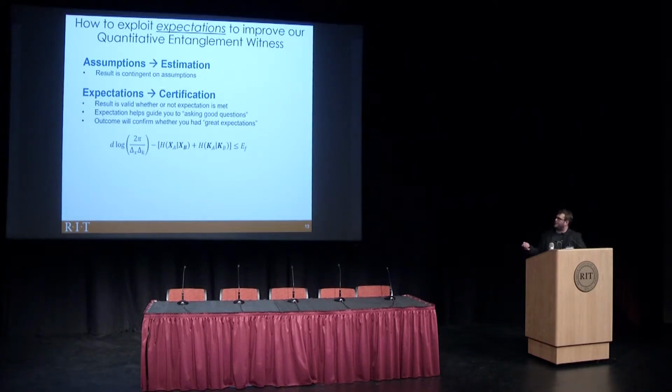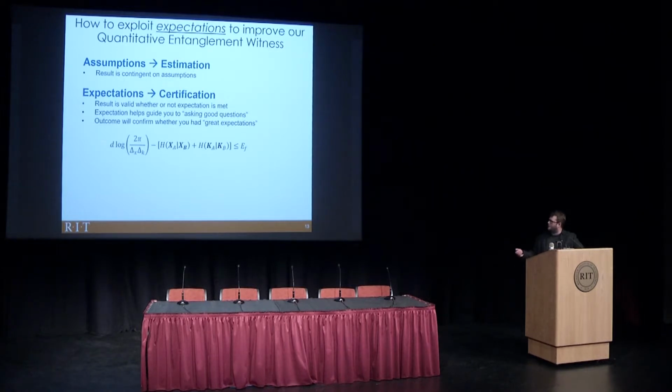So here's how I like to think about it. Assumptions I associate with estimation, and that means that I made some assumptions about my system to help me, and then the answer I get is only correct if my assumptions were correct, and maybe I never know if they were, so I'm stuck with estimation. In contrast, expectations are things I think are probably true, and they may help me make smart measurements, but the result I get is not going to be contingent on those expectations. We're going to find out if we had good expectations or we're asking the right questions.